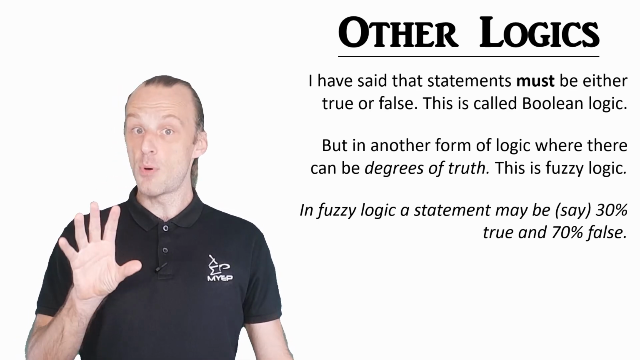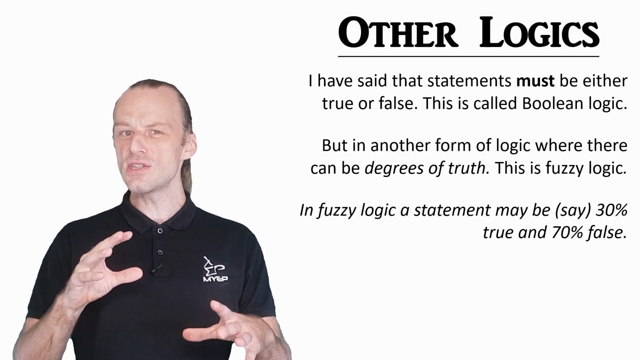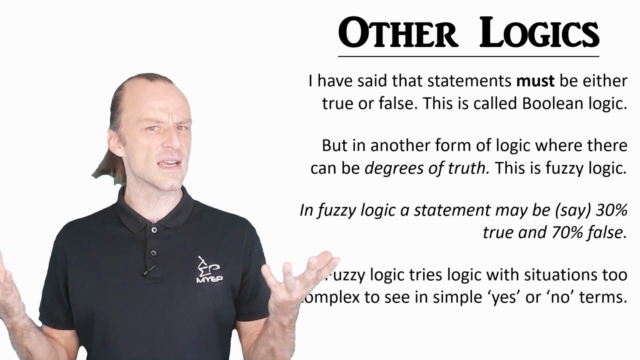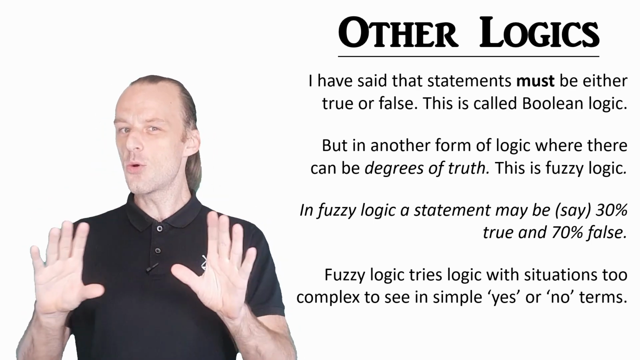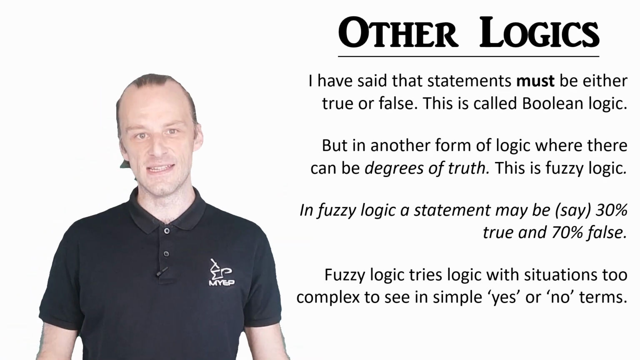Fuzzy logic is an important part of modern computing and AI systems. It tries to use the ideas of logic on situations which are too complex to easily break down into Boolean logic. We're going to stop talking about fuzzy logic now and stick to more formal logic in these videos.